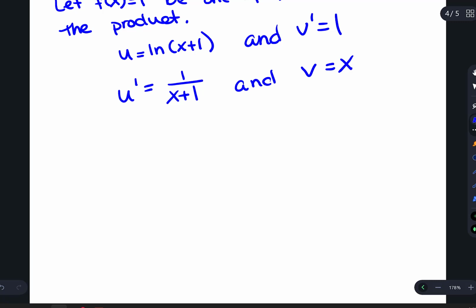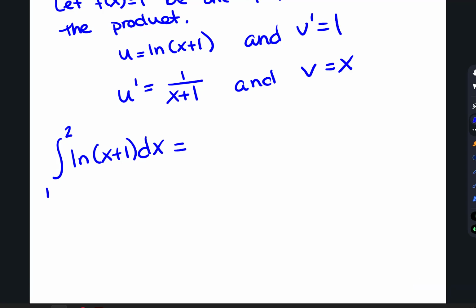All right, so working with our integral, here we have a definite integral from 1 to 2 of the natural log of x plus 1 dx. Well, the first thing that we're going to do is multiply the u and the v together. So notice I'm going to have x times the natural log of x plus 1.